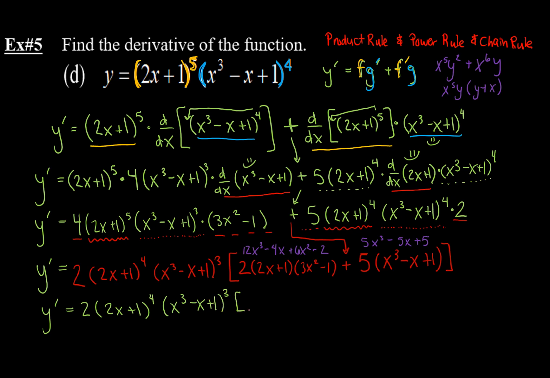And I'm going to combine the stuff in the purple. All right, 12x cubed and 5, it's a plus 5x cubed. That's going to give me 17x cubed. And then negative 4x and negative 5x is going to give me 9x, but I don't want to forget I've got a positive 6x squared there. So I combined these guys first, then I wrote this guy down.